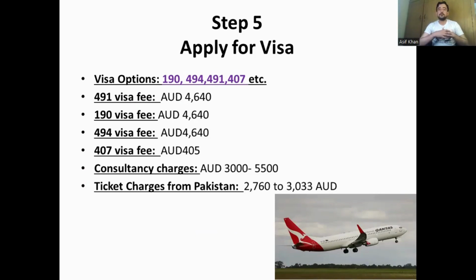So this is the fee for all of these: 4,640 Australian dollars. The visa fee for 407 is basically 405 Australian dollars. So if you apply for this visa and you do not need any consultant, this will be the cost of the visa. But if you need a consultant, it varies. The consultancy charges vary from 3,000 Australian dollars to 5,500 Australian dollars.